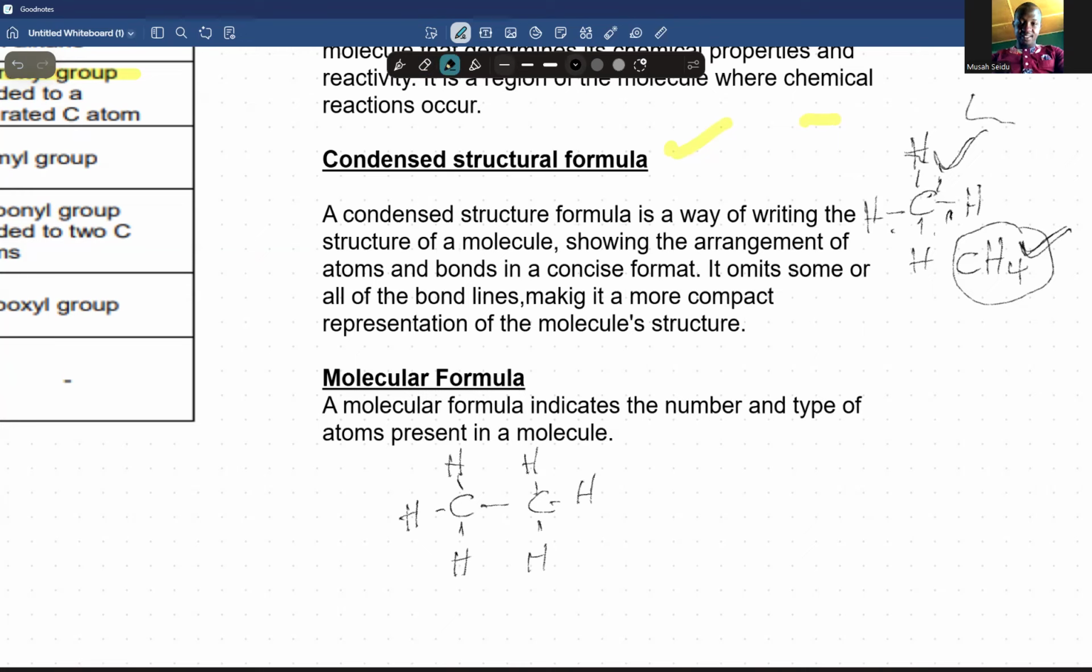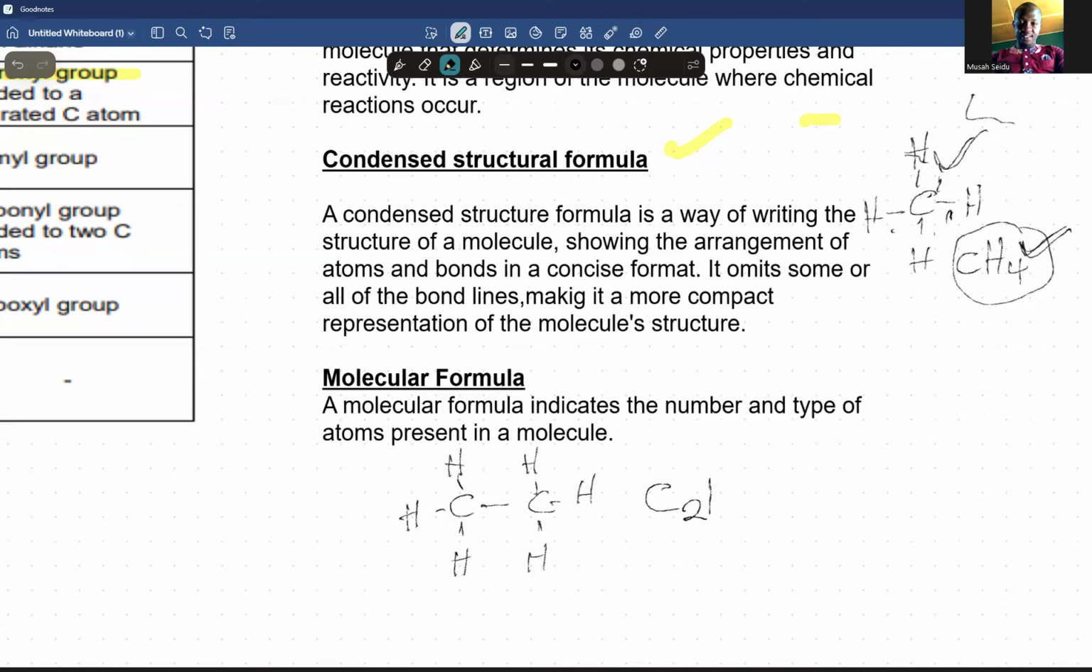Now, the molecular formula is used to indicate the number and types of atoms present in a molecule. So if I take the C, I should know how many carbon atoms I have. I have two.